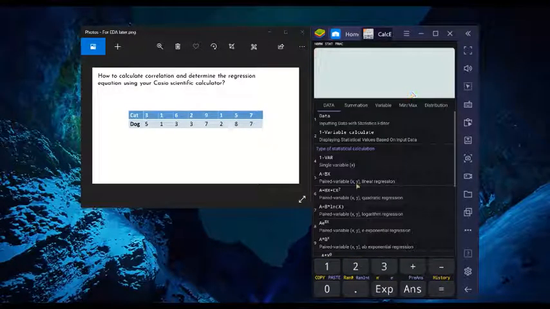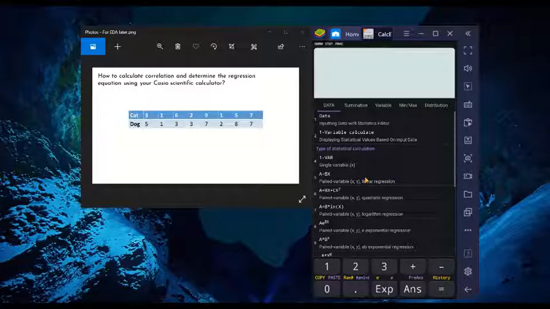It will ask you what kind of analysis you want to use. For this kind of analysis, you only have two paired variables, x and y. You only have x and y to compare, and you're going to get the linear regression.